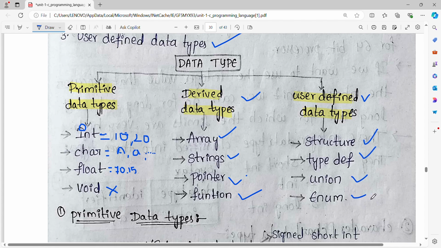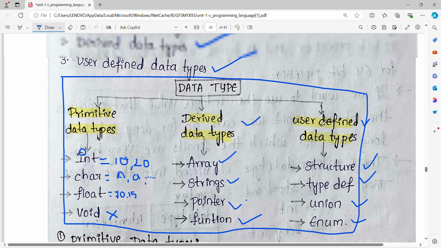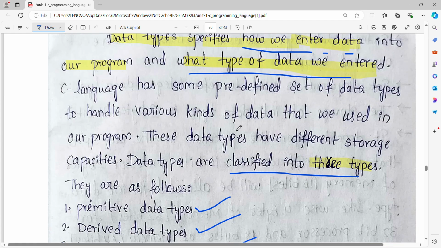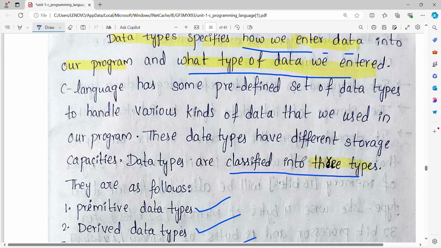This structure is very important. Understood? The whole structure is very important in examination. Simple two lines of theory here. A data type specifies how we enter data into our program and what type of data we are entering into our program. That's it.